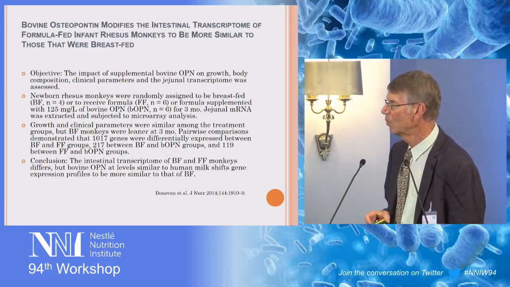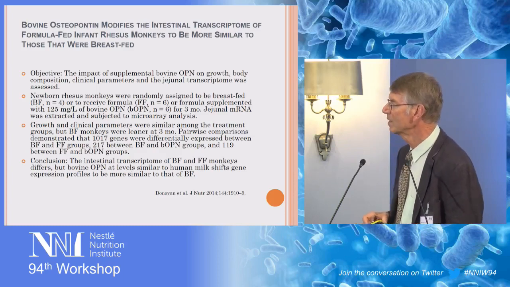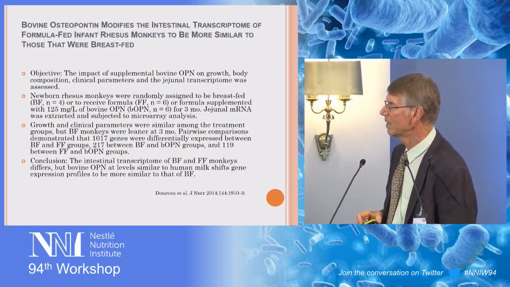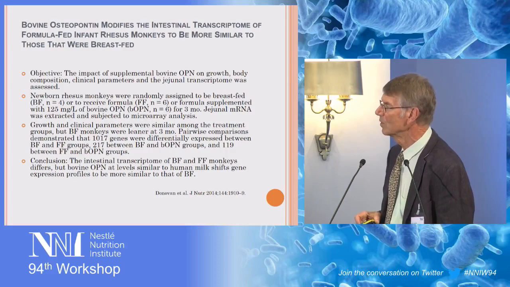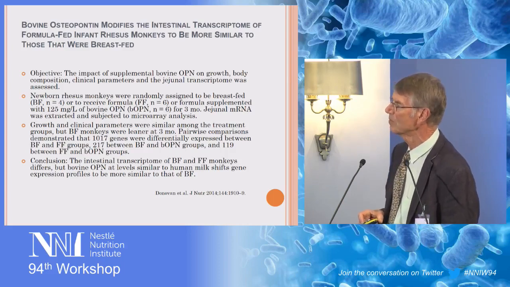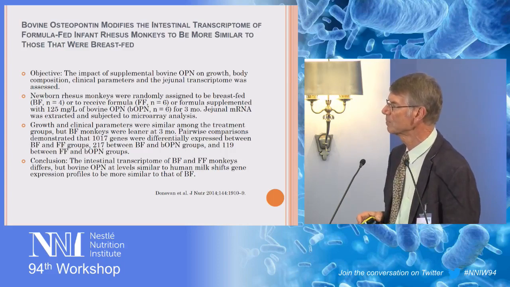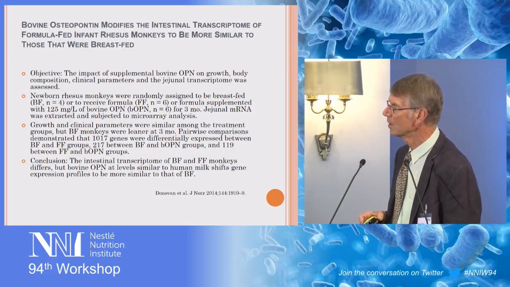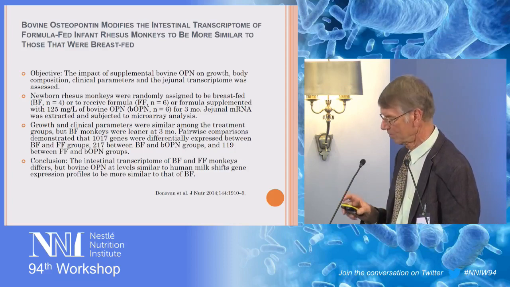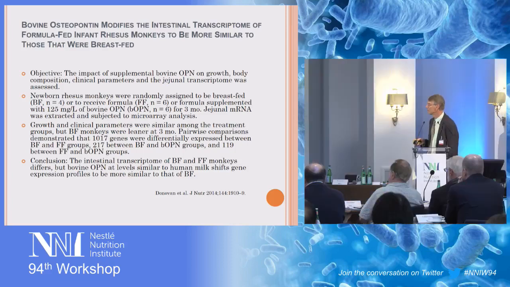But when bovine osteopontin was added to the formula, this diminished to 200. So it made them remarkably more similar to breastfed infants. And then there were, of course, some differences between the regular formula ones and those that were fed formula with bovine osteopontin. And we concluded from this one that it's safe, and of course we were not too concerned about taking a regular dairy fraction and adding it to cow's milk formula.